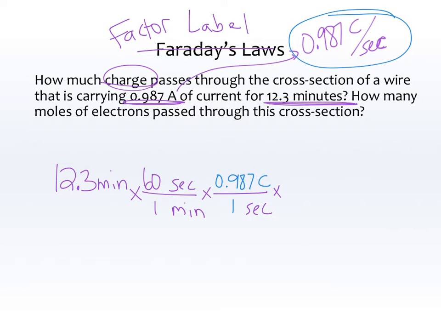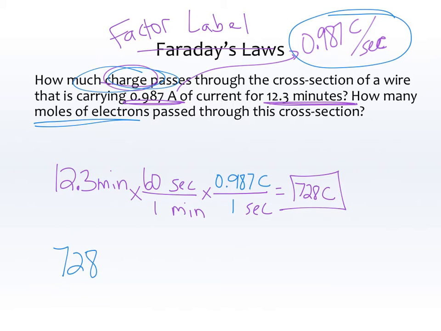And actually, that's charge right there. A coulomb is a unit of charge, so we're good. Let's solve that. Type in your calculator 12.3 times 60 times 0.987, and you end up with 728 coulombs. So that is how much charge passes through the cross-section of a wire. Now it also asks how many moles of electrons pass through this cross-section. So I'm going to keep going with that 728 coulombs.